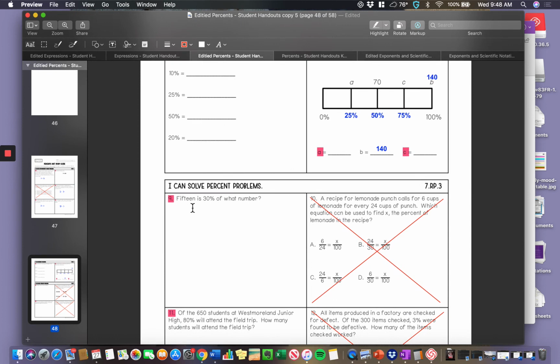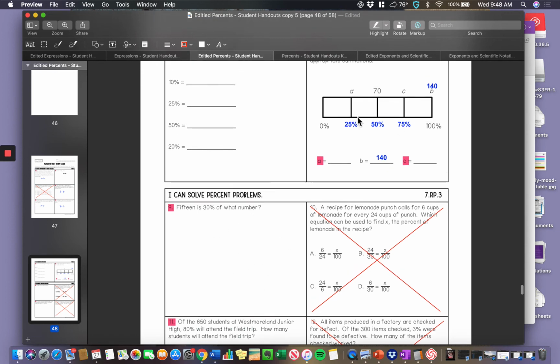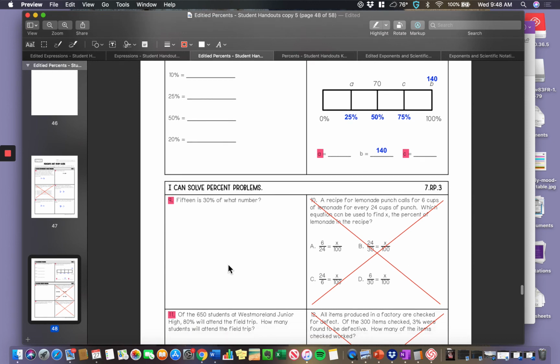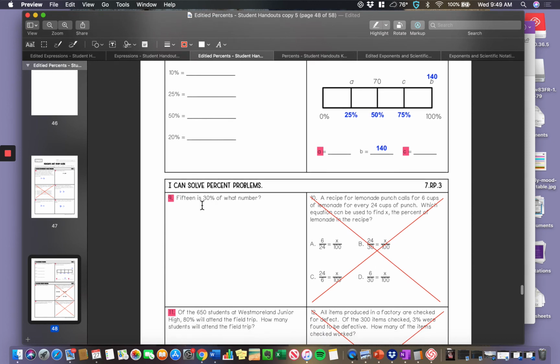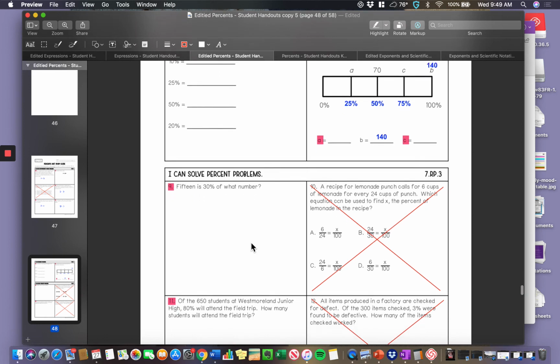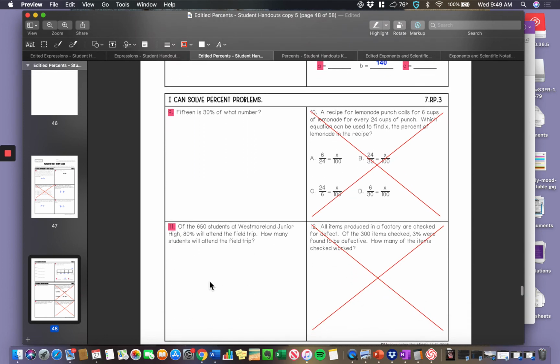For number 9, 15 is 30% of what number? You have to try to solve that one. I always like to use a percentage bar, or you can always go back to previous videos and find out how to solve percents of a number. Number 10 and 12 you don't have to do.